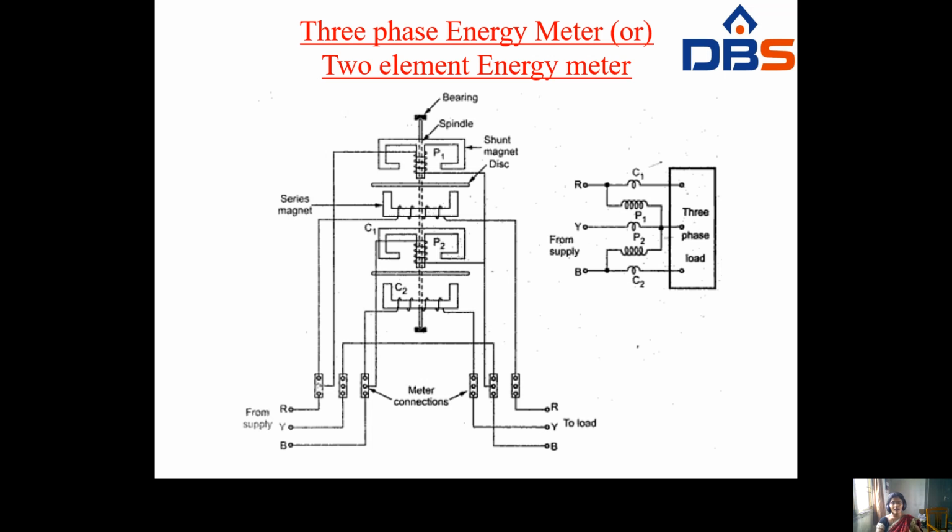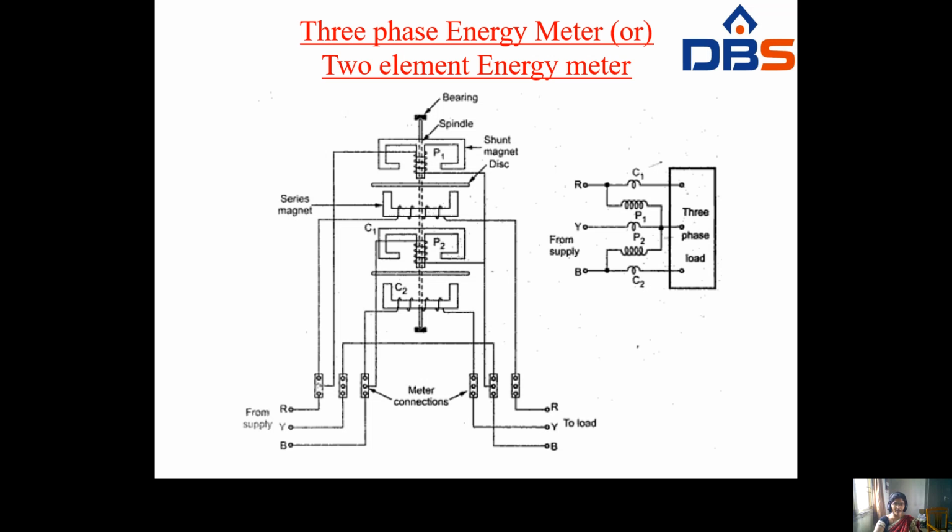Next, first we discussed the single phase energy meter. For measuring the three phase value, there is no need for the construction and operation from our subject point of view, you just need to know the three phase energy meter diagram. The three phase energy meter is also called the two element energy meter, because it has two elements.